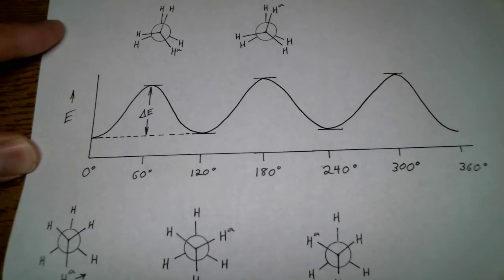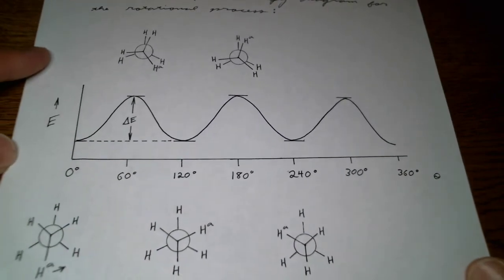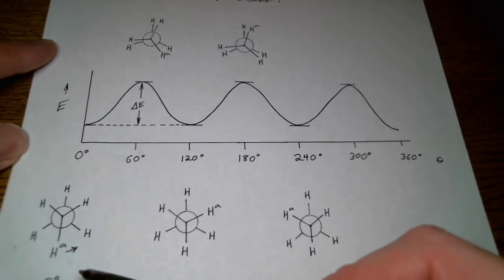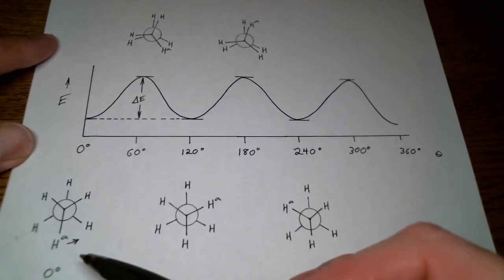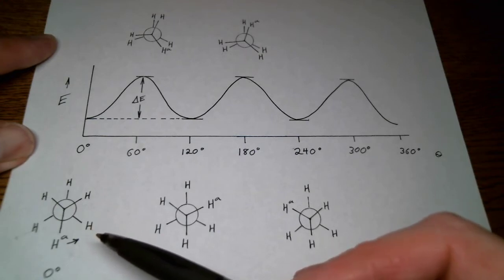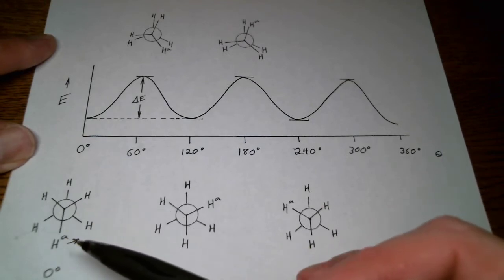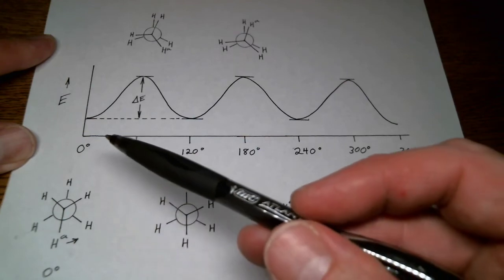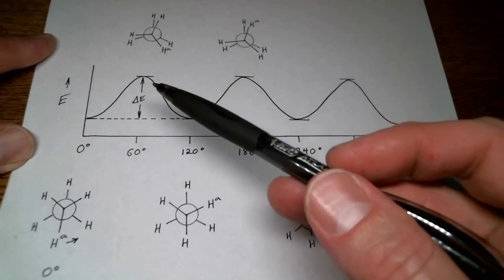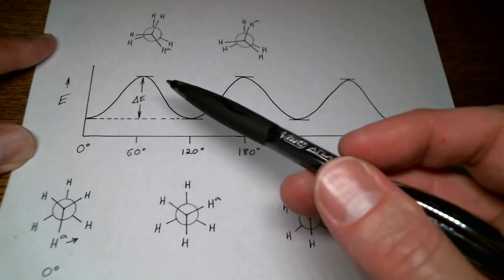Well, we might start off at 0 degrees with this staggered conformation, and HA is pointing straight down. I'm going to hold the back carbon in position, and I'm going to start rotating the front like a propeller. As the front rotates to the right, we get an angle of about 60 degrees when we reach an eclipsed conformation. And this eclipsed conformation is higher in energy than the staggered conformation.